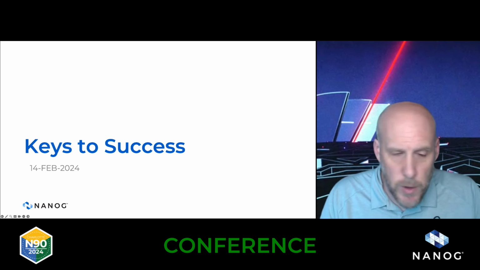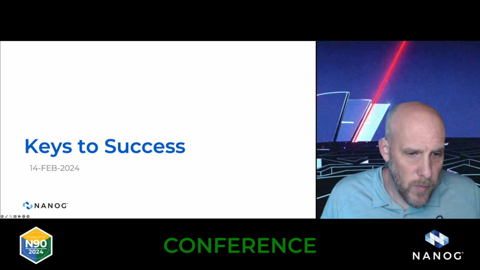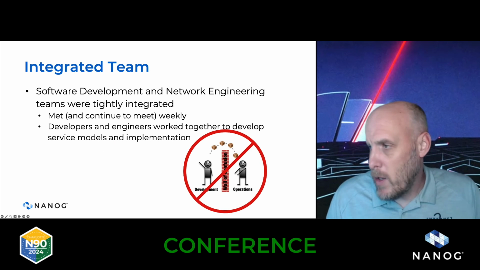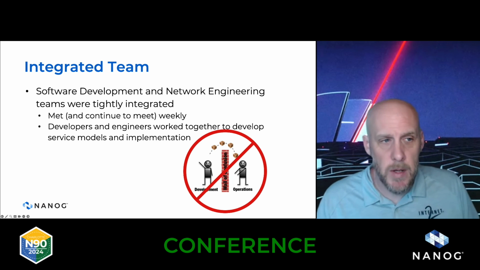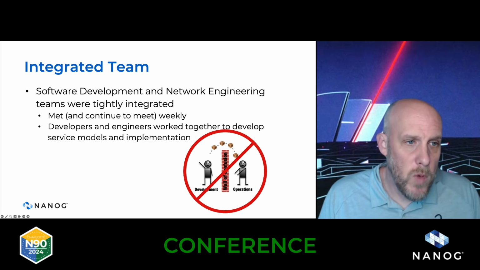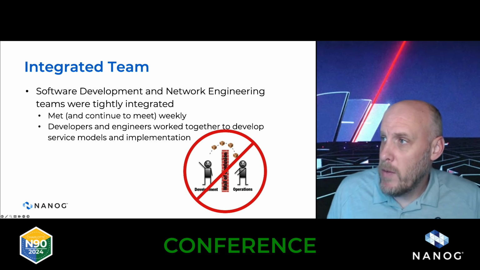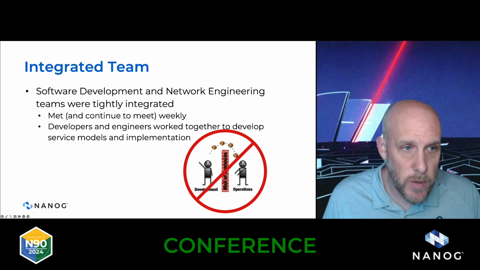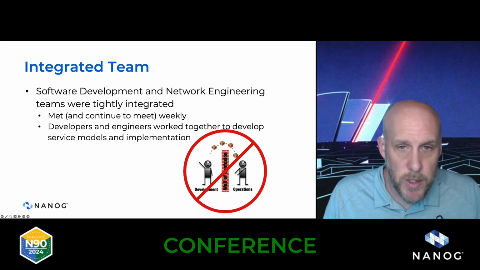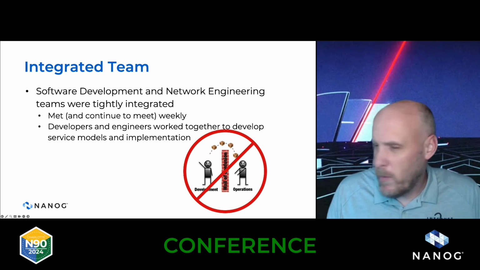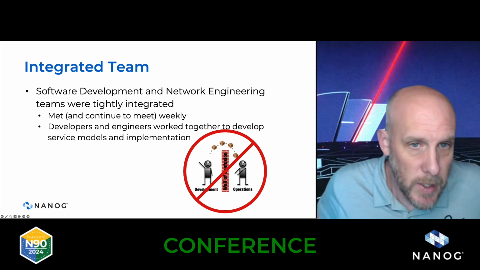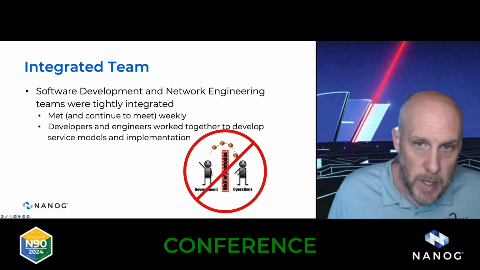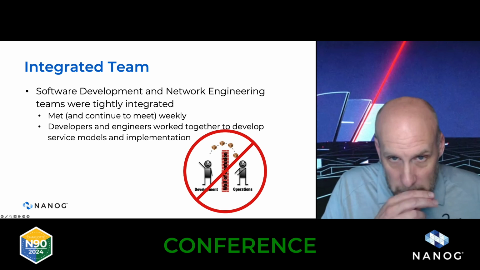All right, getting close to the end here. Keys to success. This one's huge. I spent a lot of time talking to folks about this. When we started down this path, we made a fortuitous decision to integrate our software development and network engineering teams. Part of that was forced because we didn't have a software development team. It was born out of our network engineering team. But we were tightly integrated.